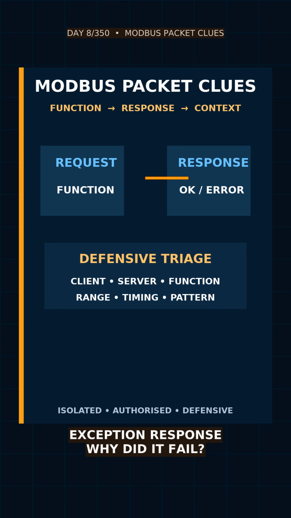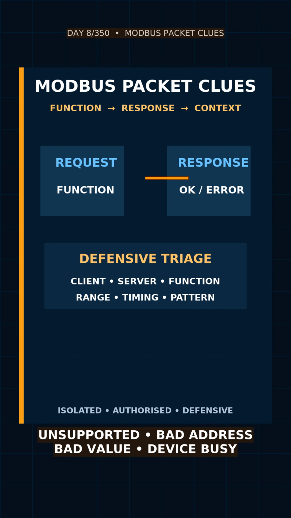Here is a safe example inside an isolated, authorized lab. A simulated HMI reads a documented pressure register from a simulated controller and receives a normal response. A deliberately misconfigured lab request then references a location outside the simulator's approved map. The server returns an exception. A passive monitoring sensor records the lab client, server, function, requested range, timestamp, and whether the error repeats. Nothing is transmitted to production equipment.